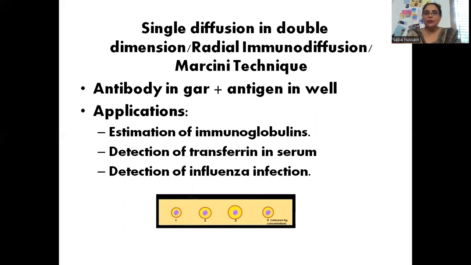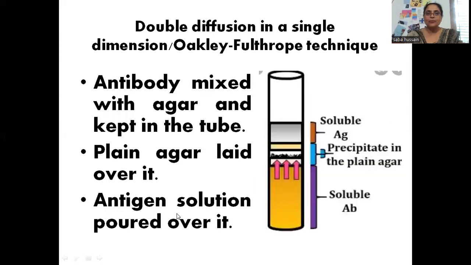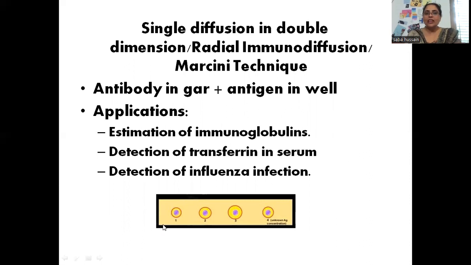And in these wells, what happens? Antibody is there in the agar, as I have told in the previous case, and antigen is filled in the wells. When antigen is filled in wells, if the corresponding antigen and antibody bind together, you will see different kinds of precipitates. With the measurement of the diameter of the precipitate, you can estimate the immunoglobulins. Estimation of immunoglobulins can be done.